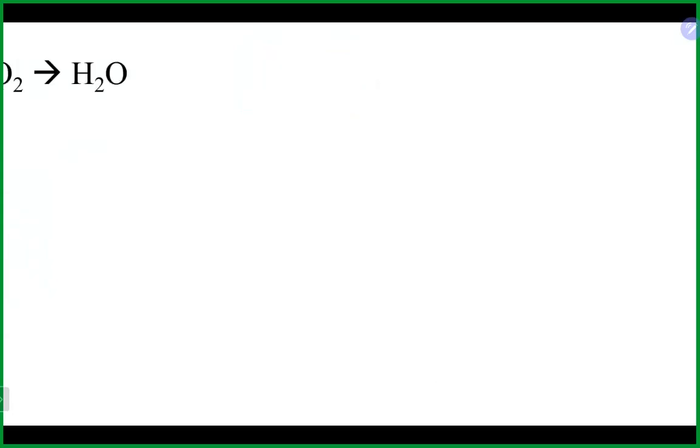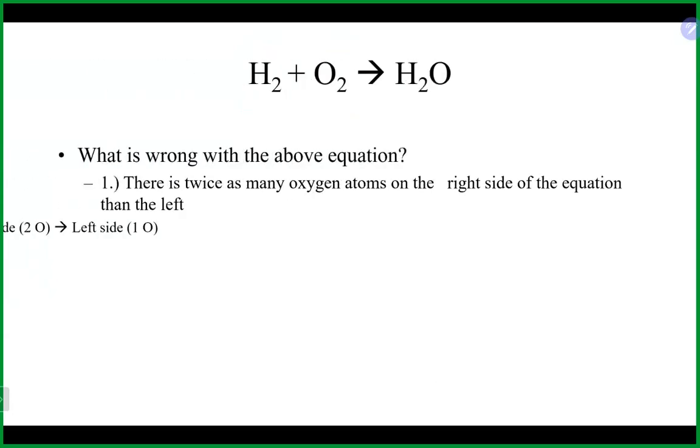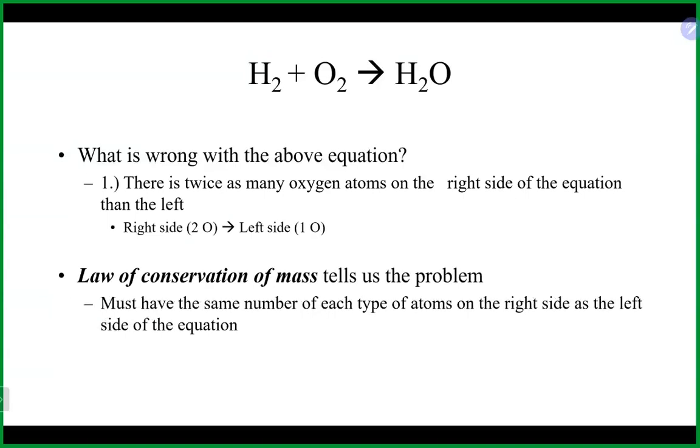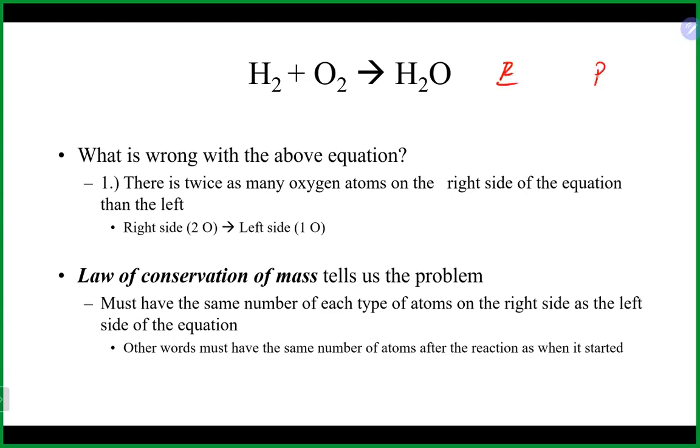Now, when we look at this equation, there's something wrong with it. And what's wrong with it is what we've been talking about. Because we're not dealing with anything in the nucleus, there is going to be that conservation of the elements. So we should start and end with the same number of elements. So for example, when you go to balance an equation, a really good approach is to make just a little table: reactant side, product side, and then just the elements that are involved.